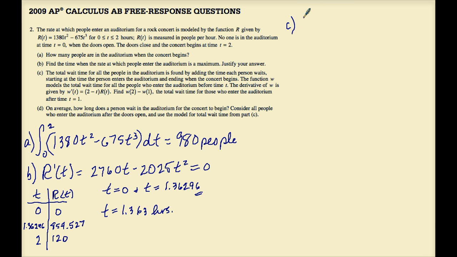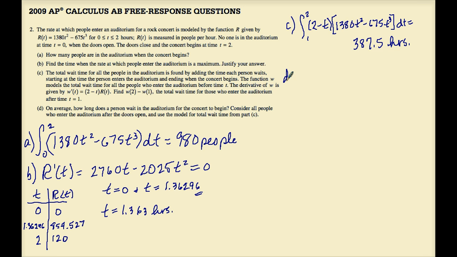So let's set up that integral. From 1 to 2, 2 minus t times r of t, which was this rate function, 1380 t squared minus 675 t cubed dt. The value of this integral, 387.5 hours. This represents the total wait time of those who entered the auditorium between hours 1 and 2.